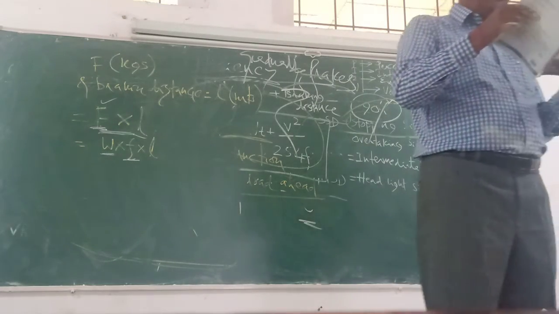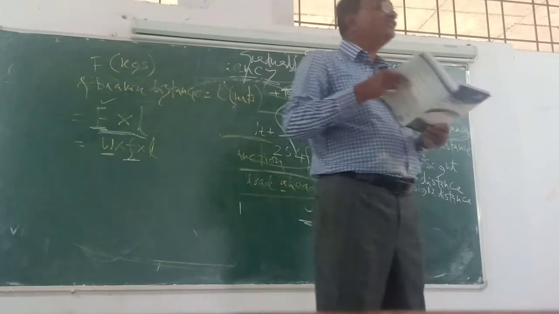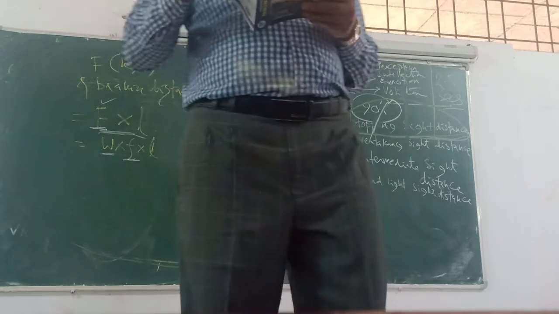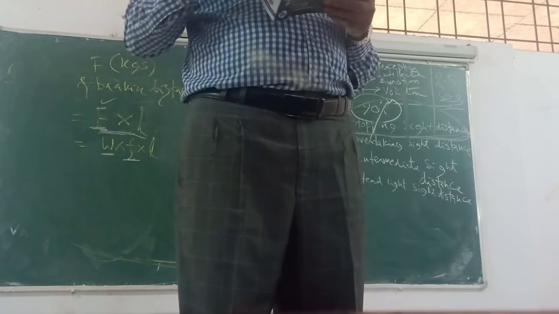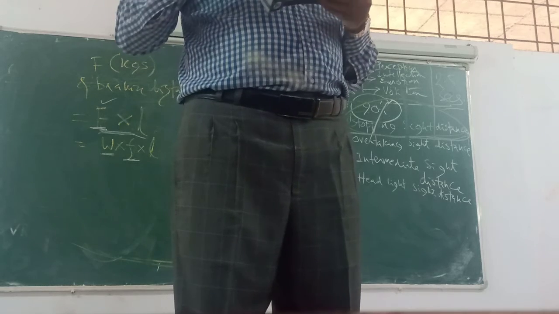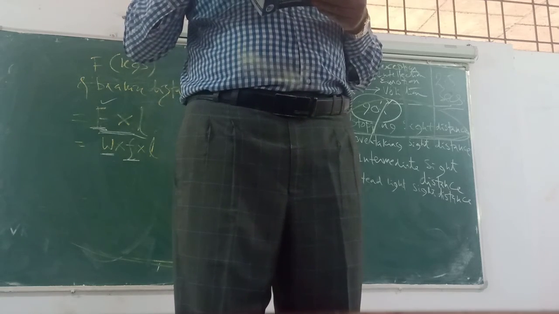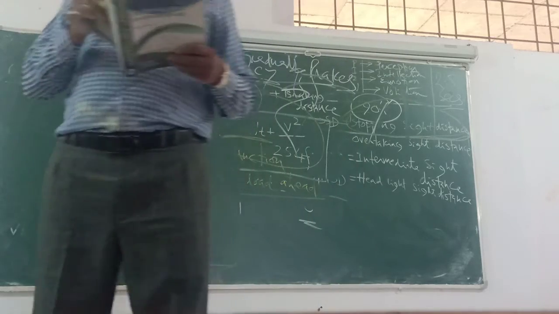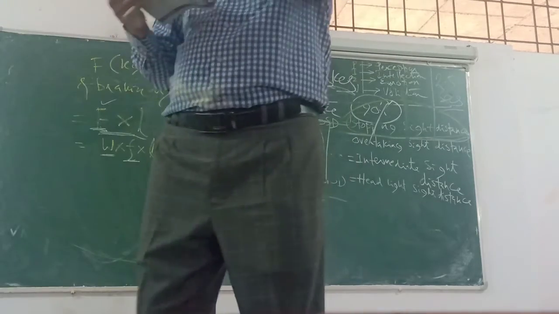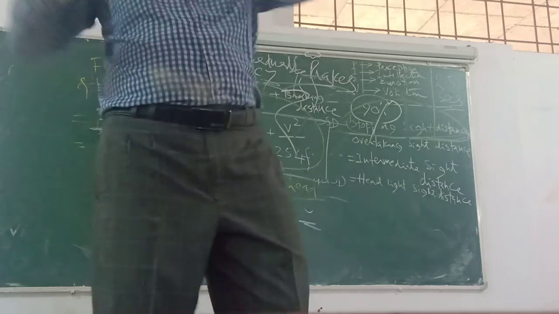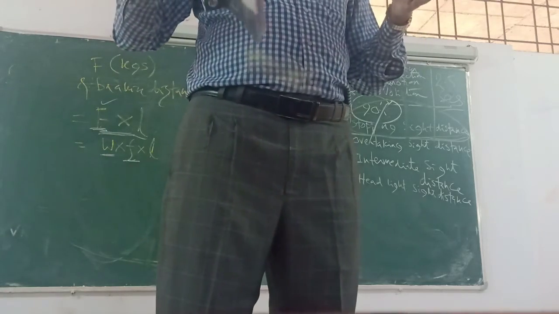Where W is the total weight of the vehicle in kg. L is the braking distance in meters.